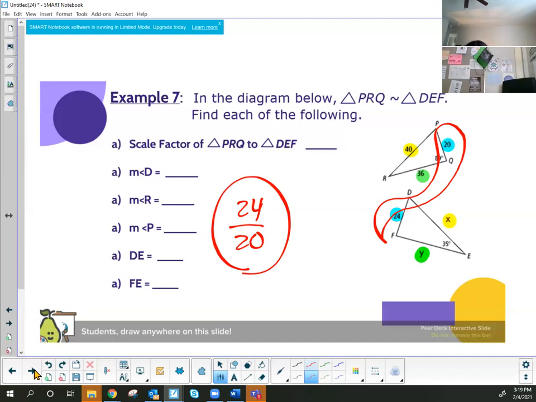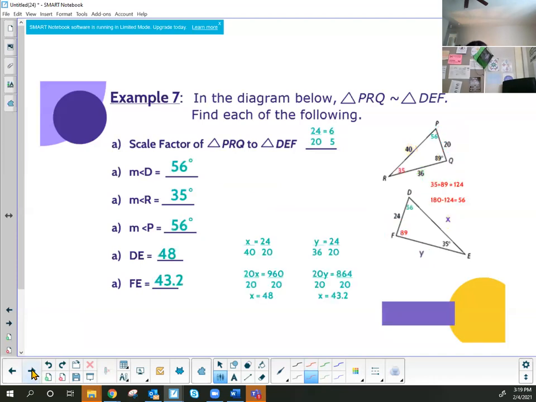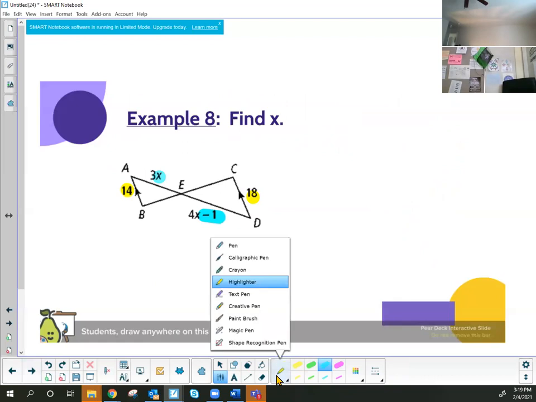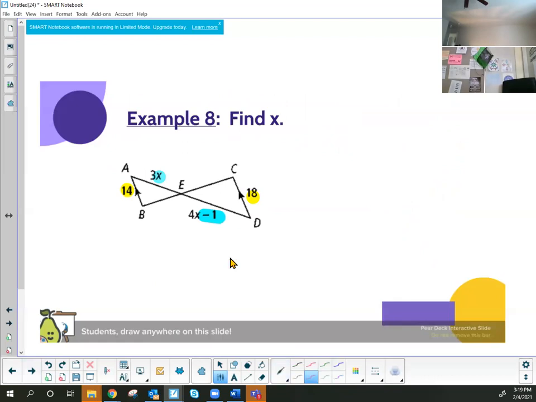The one that I do want to talk about is the last one, which is this one right here. How do you solve something like this? Okay. So this one, I think you guys can see that 14 goes with 18, right? And then the 3x goes with that one right there. So I'm going to go, let's do 14 goes with 18.